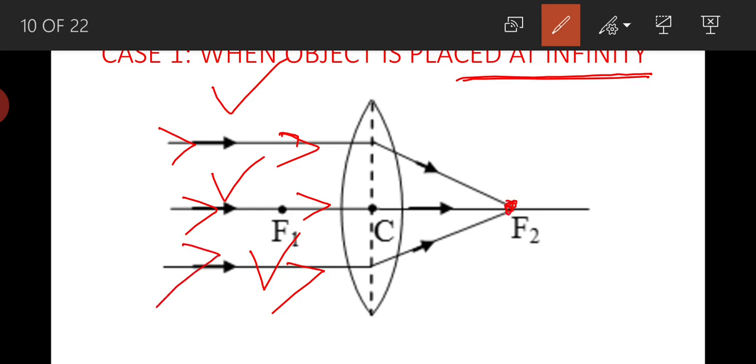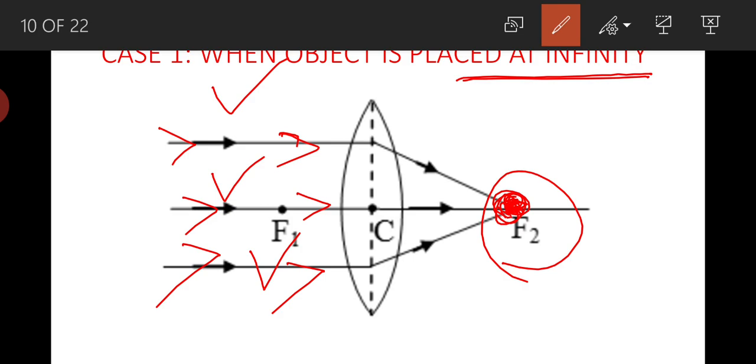We know that the rays which are parallel to principal axis, when they fall on the lens, they will meet at focus. Hence image will form at focus. Here you can see the image which is formed at the focus is a point image. It means it is highly diminished image.